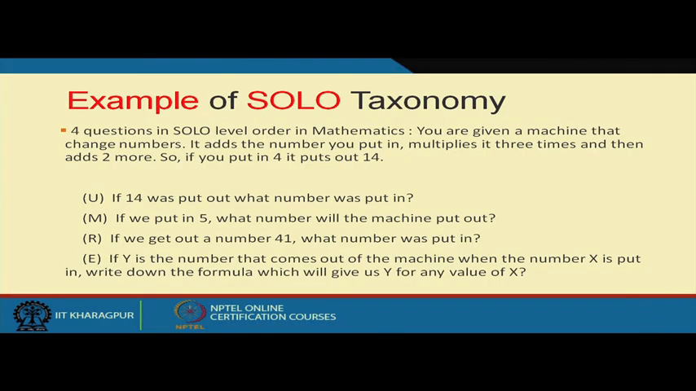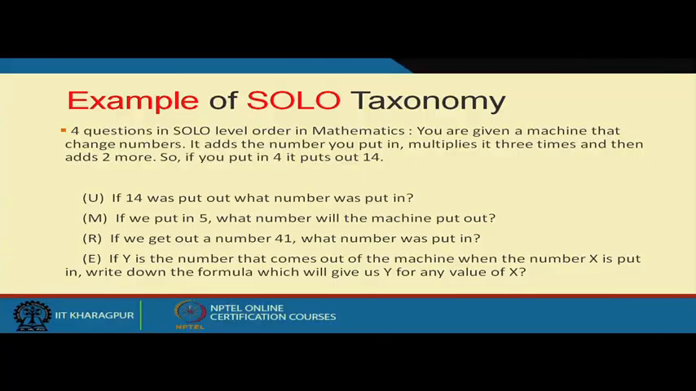I will just give an example of questions in the SOLO model. You are given a machine that changes numbers. It adds the number you put in, multiplies it 3 times and then adds 2 more. So, if you put in 4, what will be the output? It puts out 14. So, if 14 was put out, what number was put in? It is there in the question. So, it is 4. If we put in 5, what number will the machine put out? In that case 5 into 3 plus 2, it is 17. So, in that case it is easy, it is the multistructural level.